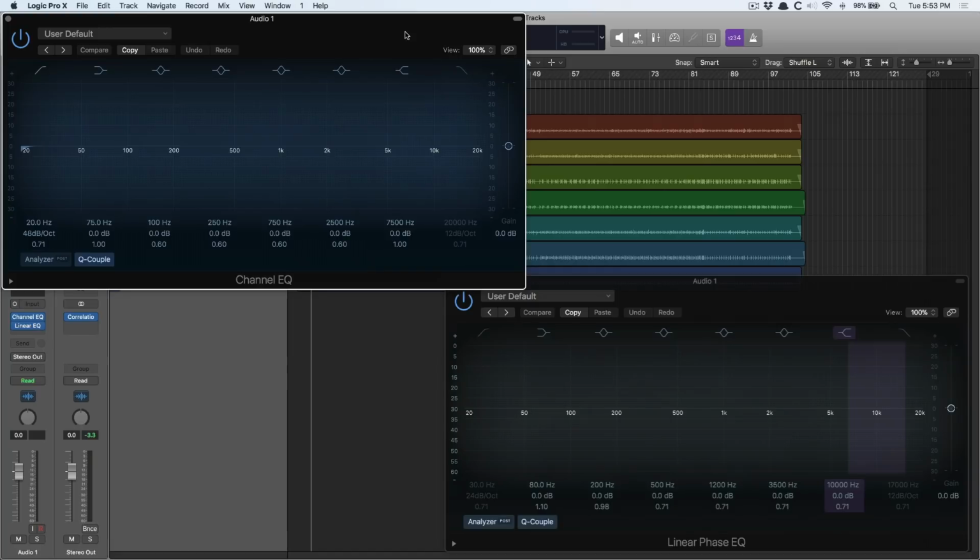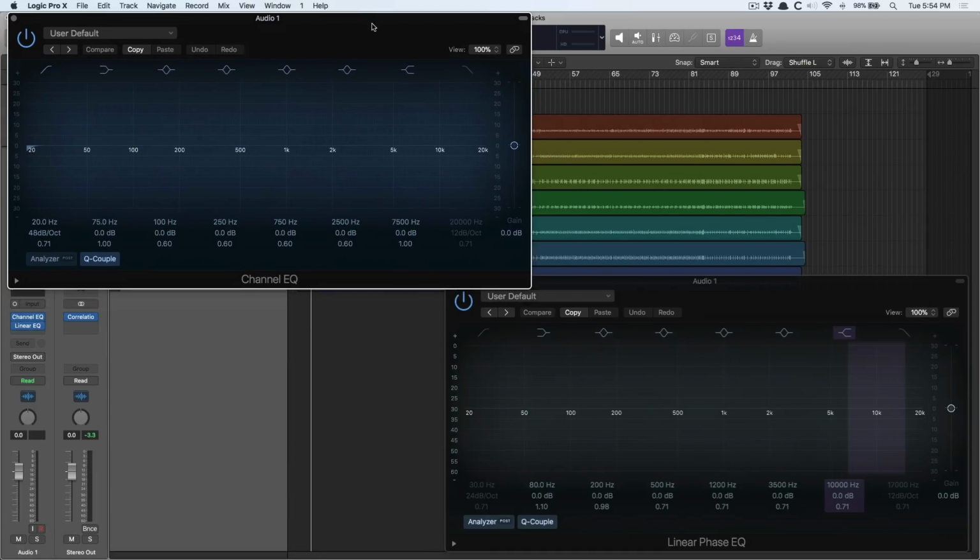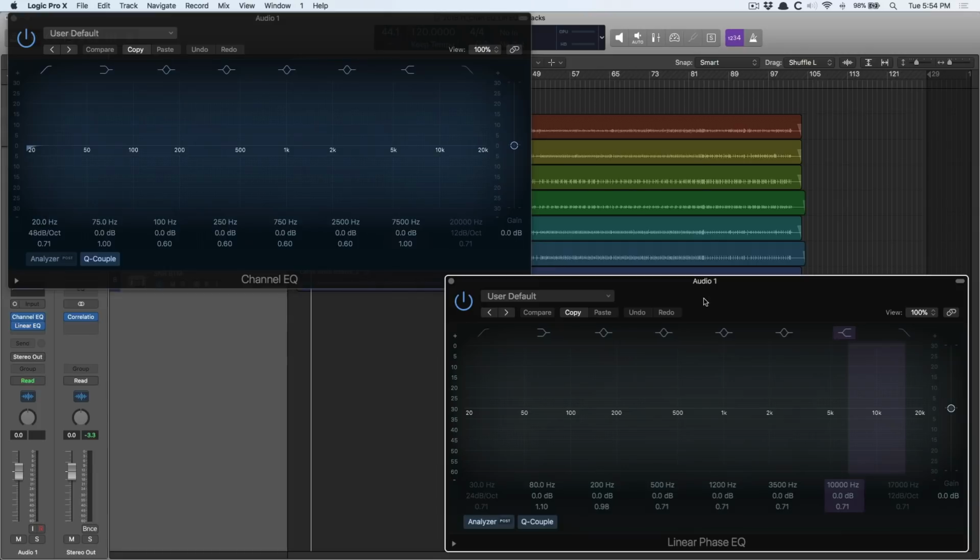The best way I can put this, it's going to be a huge generalization, but 80 to 90% of the time, it's pretty much true. The channel EQ right here is best for mixing, while the linear EQ here is best for mastering. Now, these are not hard and fast rules, it's not black and white, but 80, 90% of the time, that's the case. So, number two, why? Why is that the case?